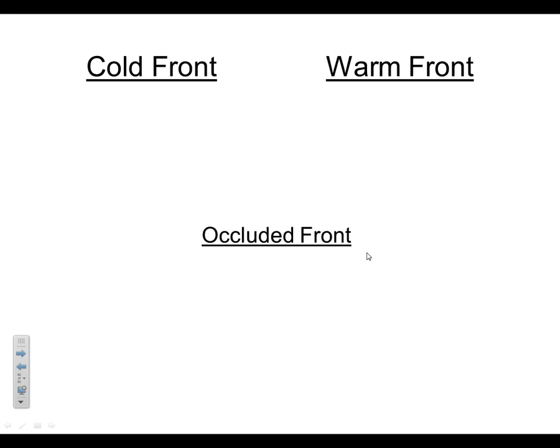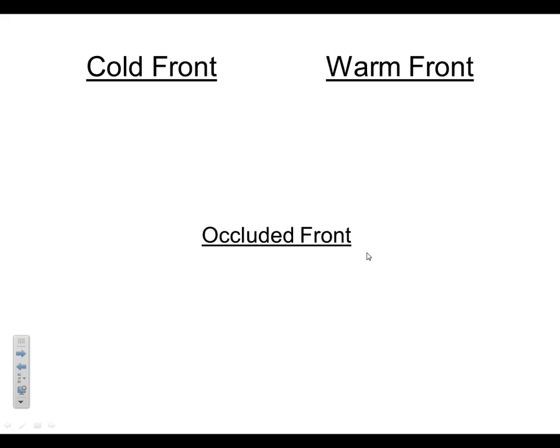A stationary front is when cold and warm air masses meet, but neither advances. And an occluded front is when a cold air mass overtakes and lifts a warm air mass to meet another cold air mass. Okay, it's a long one. Now, you have your four definitions. Now we're going to draw pictures. So find some room to draw a picture.